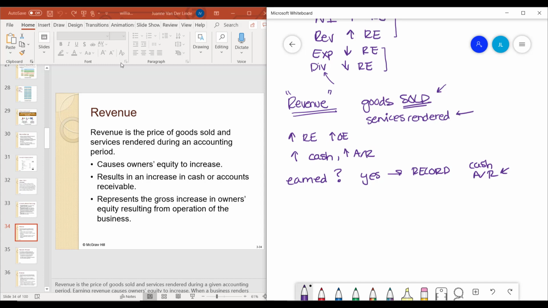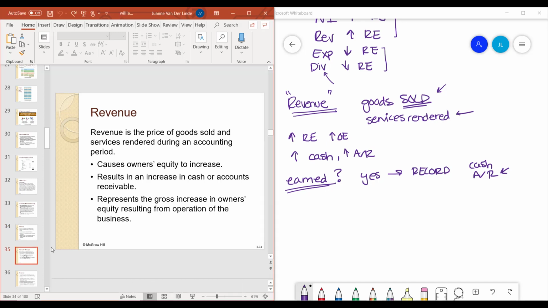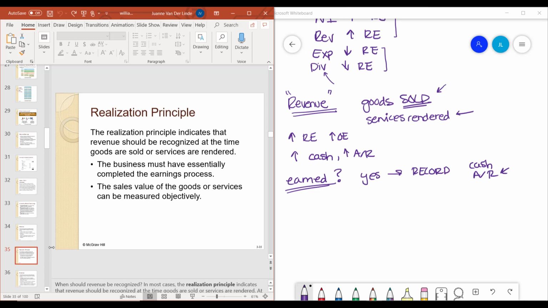But if you didn't sell a good, or you didn't render a service, then you did not earn the revenue yet. So someone promising to buy something from you tomorrow does not constitute revenue. Only when you make the sale does it constitute revenue. And the generation of revenue is the overall goal for a business, right? To generate revenue so that you can hopefully be operating at a profit. So this realization principle is very important.